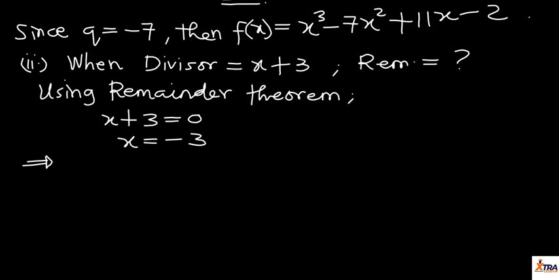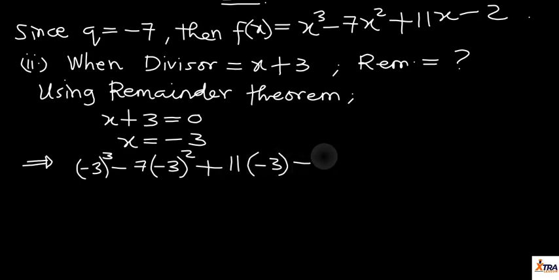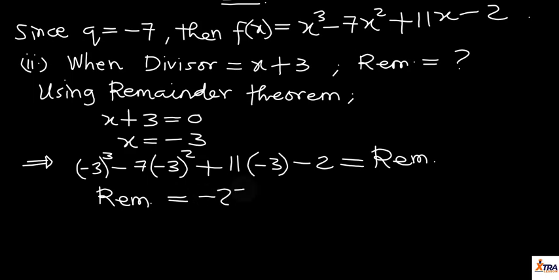Then I can say that minus 3 cubed minus 7 into minus 3 squared plus 11 into minus 3 minus 2 will be equal to the remainder. So my remainder in this case will be minus 3 all cubed, that's minus 27, minus 7 into bracket minus 3 all squared, that's 9, plus 11 into minus 3, minus 33, then minus 2.